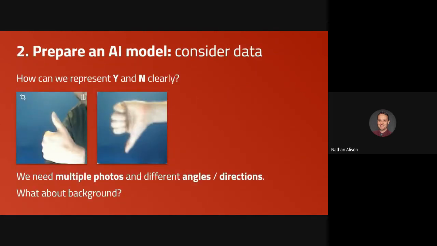The next step, of course, is that we have to think about the data that we're going to give to this. If it's going to respond to thumbs up and thumbs down, we need to decide, well, how can we represent Y and N clearly? And we don't have to use thumbs up and thumbs down. We might consider, oh, what's another visual way of representing that? Maybe it could be sign language, or maybe a different gesture that means yes or no.